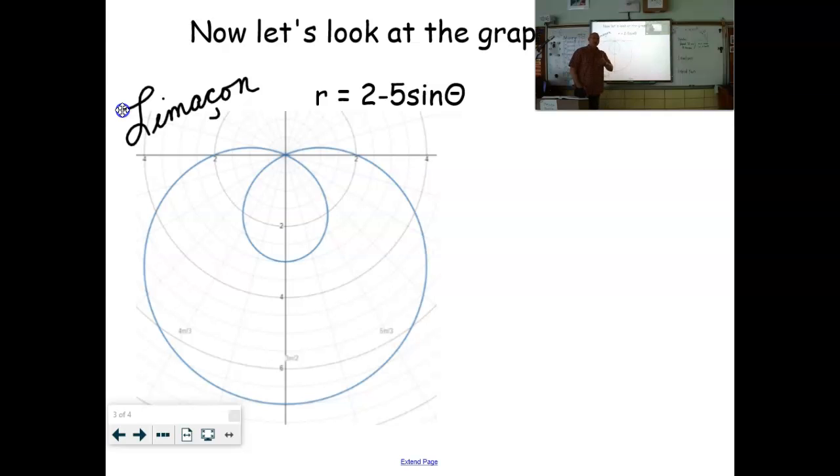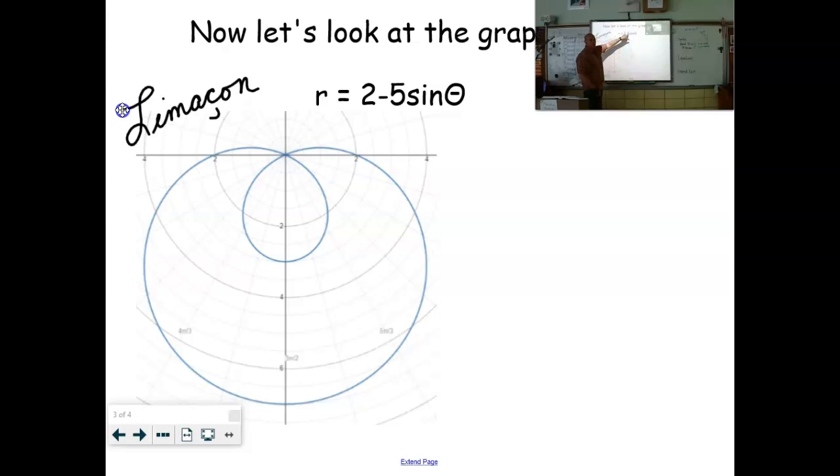Now, what were the things about this we had to remember? Hopefully there's some things you remember about this. First of all, if it's sine, it's symmetric to the pi over 2 axis, which this one is. Since it's a negative sign, it's going to be below the polar axis. This is where sine is negative, all right? What else do we know?